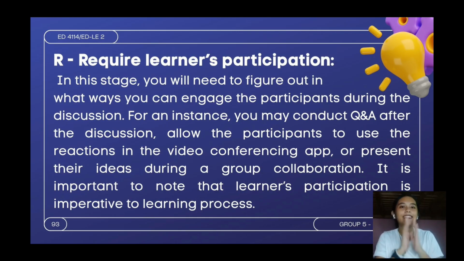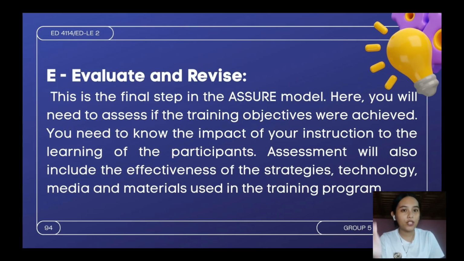And then, last but not the least, evaluate and revise. So this is the final step in the Assure model. In here, you will now assess if the objectives are achieved. It is essential to know the impact of instruction, for it will be the basis for addressing areas for improvement.